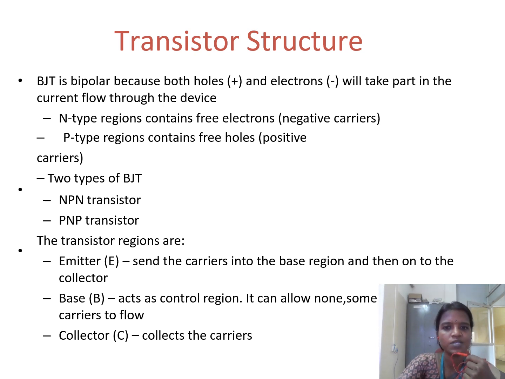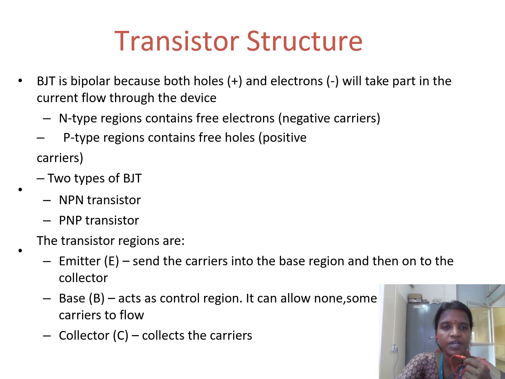So the transistor is a bidirectional device. What do you mean by bidirectional? It means depending upon the input current we apply to the base terminal of the transistor, the output of the transistor can be varied. And your transistor has three regions or three terminals. The terminals are emitter, base and collector.